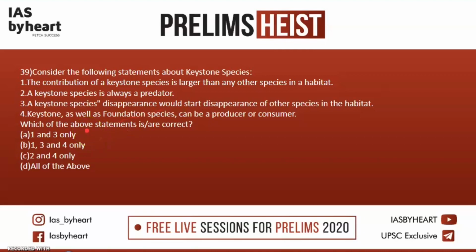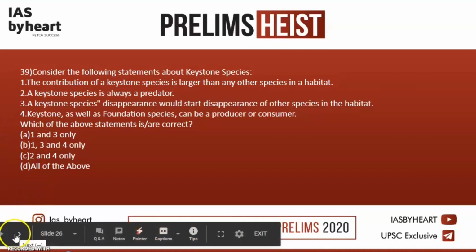But we have to know whether the fourth statement is right or wrong. Keystone as well as foundation species cannot be a producer or a consumer. What is meant by foundation species? Actually, foundation species refers to primarily producers, that's nothing but autotrophs that dominate the ecosystem with their abundance and influence. So, by eliminating the fourth option itself, we have our answer as 1 and 3. Option A is the right answer.